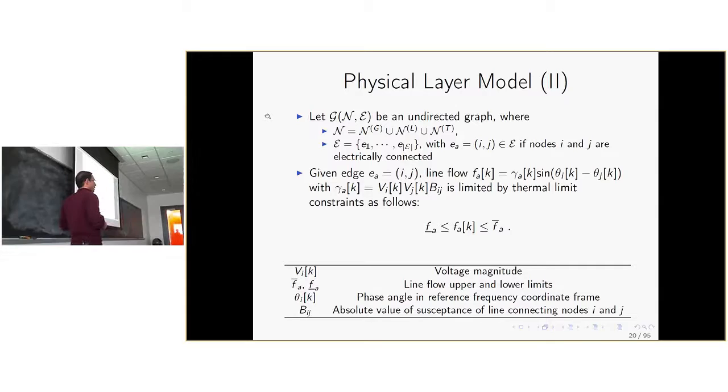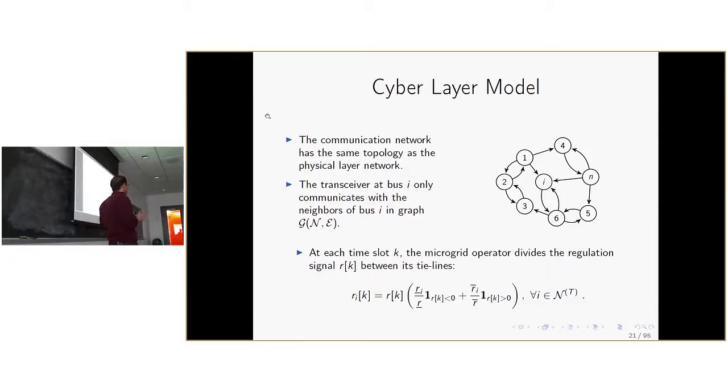Physical layer. We talked about the physical layer, now it's the cyber layer. We want to compute the state point in a distributed fashion, so the nodes need to talk to each other. So we assume that the communication network has the same topology as the physical layer network. And at each bus I, we have a controller and a transceiver. The transceiver transmits the information to the neighbors of bus I, and the controller computes the state points.